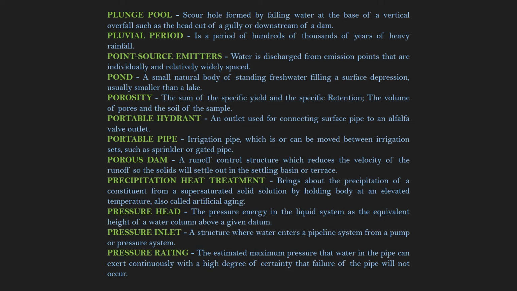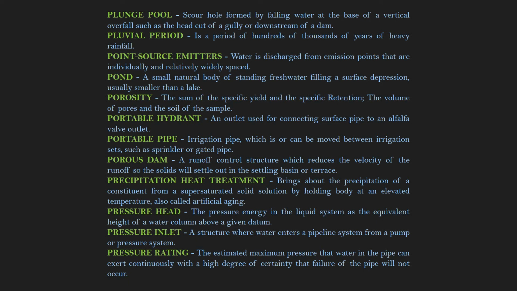Scour hole formed by falling water at the base of a vertical overfall such as the head cut of a gully or downstream of a dam. Pluvial period. Is a period of hundreds of thousands of years of heavy rainfall. Point source emitters. Water is discharged from emission points that are individually and relatively widely spaced. Pond. A small natural body of standing freshwater filling a surface depression, usually smaller than a lake.